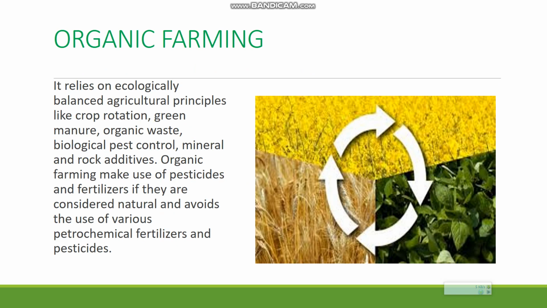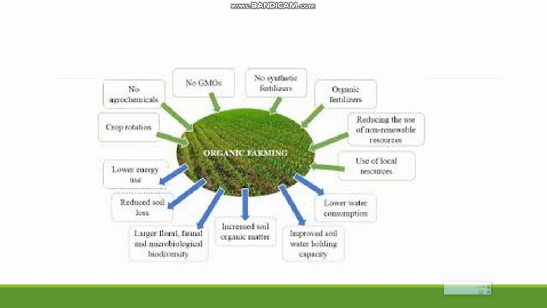Organic farming relies on ecologically balanced agricultural principles like crop rotation, green manure, organic waste, biological pest control, mineral and rock additives. Organic farming makes use of pesticides and fertilizers if they are considered natural and avoids the use of various petrochemical fertilizers and pesticides. The reasons for organic farming, what are they? How do you think?